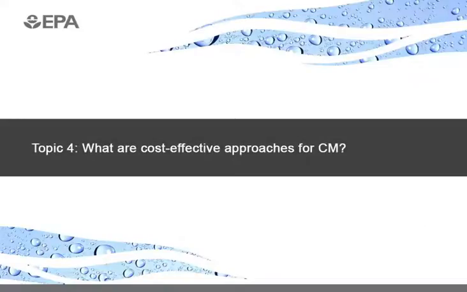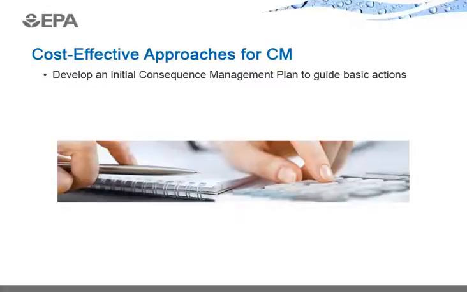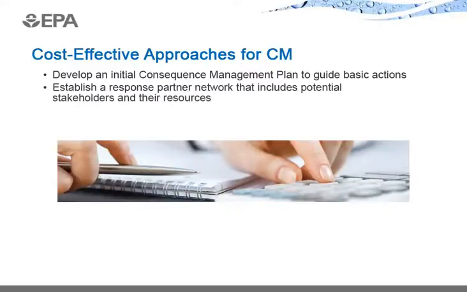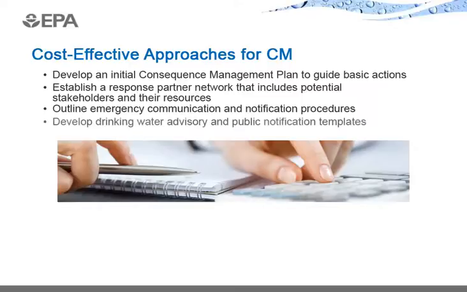The last topic we'll cover is cost-effective approaches for CM. Utilities can take a number of simple, relatively inexpensive steps to develop the foundation for CM, such as develop an initial consequence management plan to guide basic actions, such as forming a utility incident command structure and implementing operational responses. Establish a response partner network that includes potential stakeholders and their resources. Outline emergency communication and notification procedures, such as primary and alternate communication methods to reach both internal and external partners. And develop drinking water advisory and public notification templates.